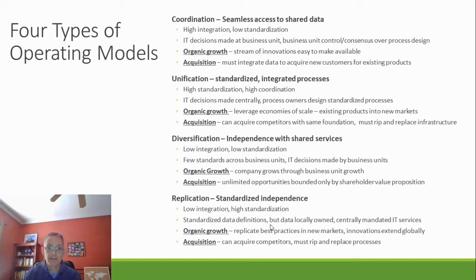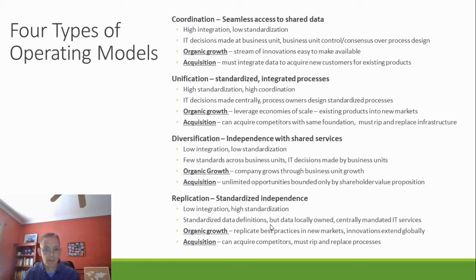Unification is very standardized, integrated processes. So high standardization, high integration. Think of something like Coca-Cola, where it's basically the same everywhere, right? Every business operates the same thing. IT decisions can be made centrally. There's one IT group. Process owners design standardized processes. It leverages economies of scale, takes existing products and gets them into new markets, right? They're asking how do we take what we do and sell it to other people? That's what they're focusing on. They can acquire competitors with the same foundation, but they have to rip and replace all the infrastructure.